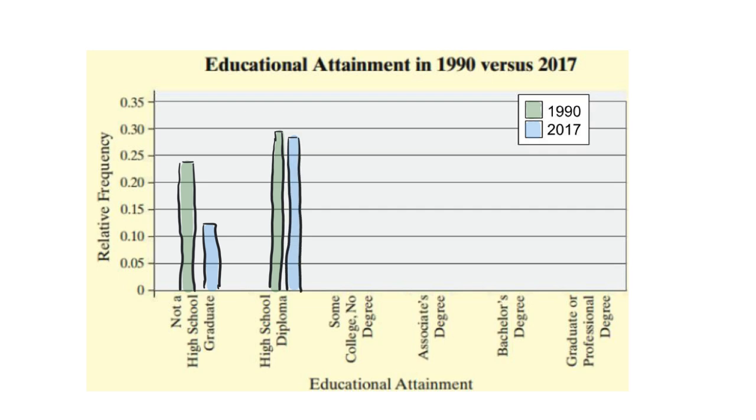For some college but no degree, in 1990, it was 0.18175. Saying numbers is hard today. 0.18-ish is here. And in 2017, some college no degree was at 0.20. Did I say the right number? 0.18? Yep. 0.20. A little bit higher.